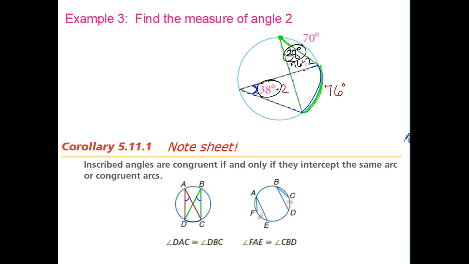And this is one of the things that we want to talk about. If we have inscribed angles, inscribed angles are congruent if and only if they intercept the same arc or congruent arcs.